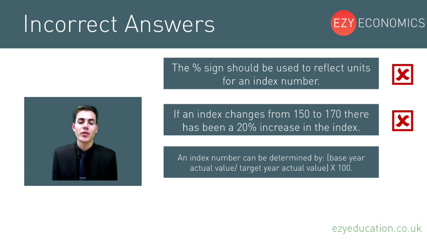An index number can be determined by doing the base year actual value divided by the target year actual value multiplied by 100. Well, of course, this is the wrong way round. To calculate an index number, you should do the target year actual value divided by the base year actual value and then multiply it by 100.